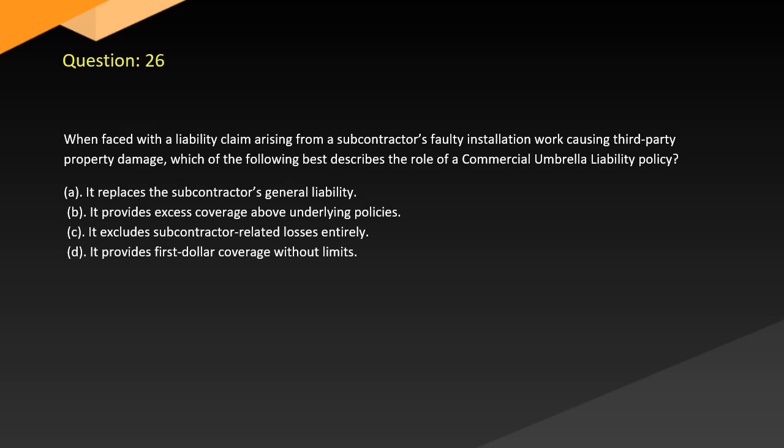Question 26. When faced with a liability claim arising from a subcontractor's faulty installation work causing third-party property damage, which of the following best describes the role of a commercial umbrella liability policy? A. It replaces the subcontractor's general liability. B. It provides excess coverage above underlying policies. C. It excludes subcontractor-related losses entirely. D. It provides first dollar coverage without limits.